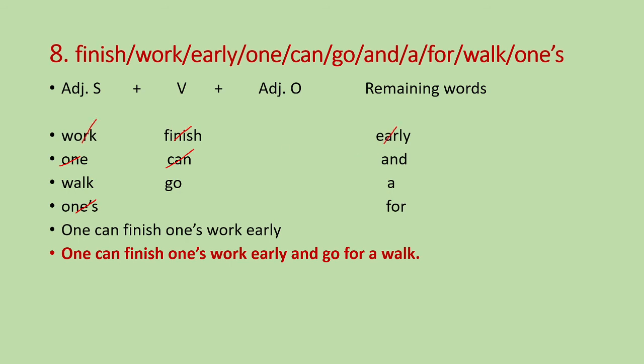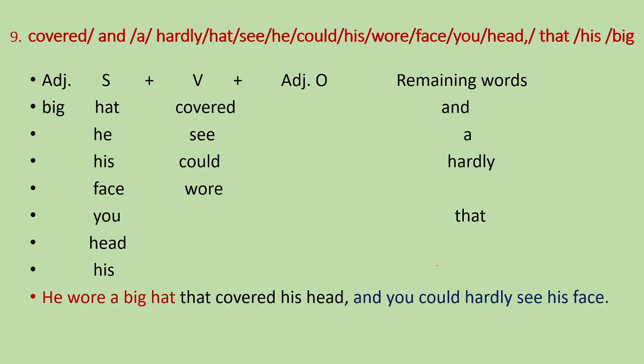So okay, that's done. One can finish one's work early, but we are again left with so many words. So one can finish one's work early. Then there is go for a walk. Yes, go for a walk. And there's "and". This is a compound sentence. So "and" will be combining these two independent sentences. So one can finish one's work early and go for a walk. So this becomes the complete sentence.